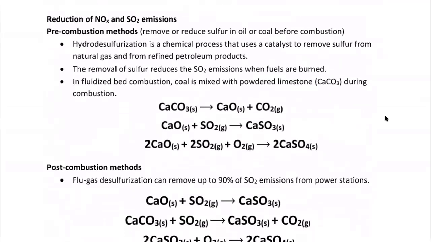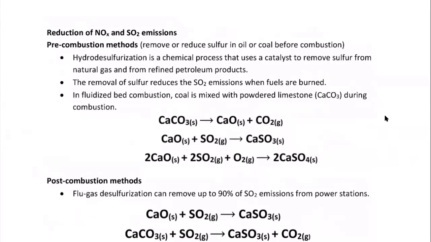Okay. So there are some solutions for how to reduce some of these emissions. There are two different ways they do it: pre-combustion or post-combustion. Pre-combustion means they try to remove or reduce the sulfur that's in the oil or coal before they burn it, before the combustion reaction. The first one, hydrodesulfurization, uses a catalyst, which speeds up the rate of reaction. It removes the sulfur from natural gas and all the refined petroleum products, things like oil. When they remove the sulfur, that reduces the sulfur dioxide gas emitted when they burn the fuels, and therefore it's going to reduce the amount of those sulfurous and sulfuric acids.